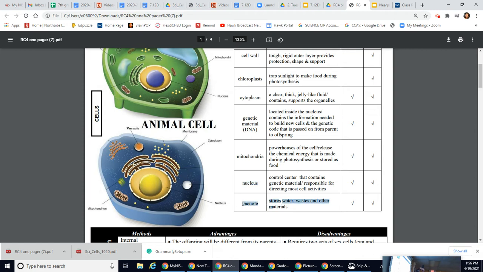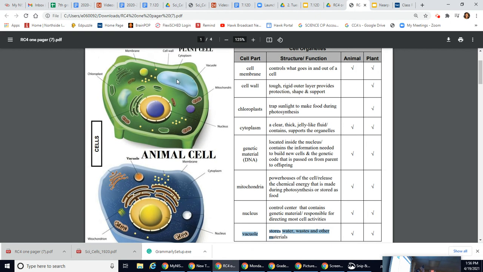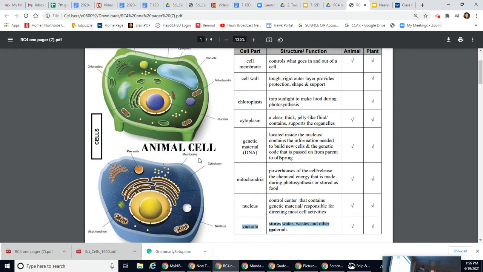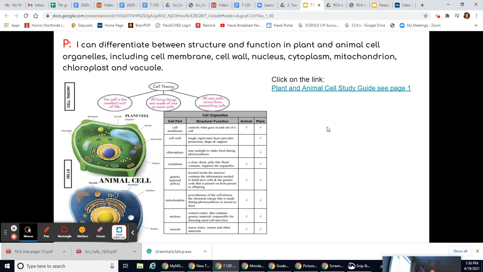Lastly, your vacuole, which is much larger in the plant cell. That contains water, wastes, and other materials. And here in the animal cell, the vacuole is much smaller. So pretty much we can say the plant and animal cell have membrane-bound organelles that are similar. Your greatest differences are here in the cell wall and the chloroplast, because we know plants can make their own food while animals cannot. And plants are rigid and stiff. That's why they have that cell wall on the outer layer. So if you'd like to go back to that study guide, it is there for you.